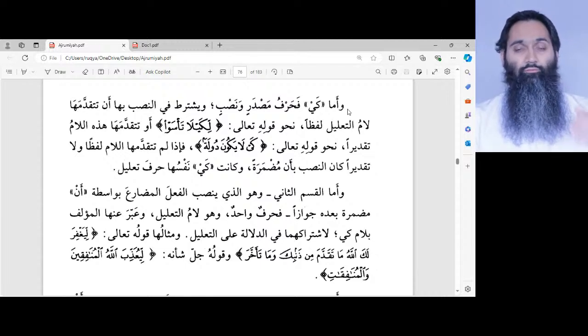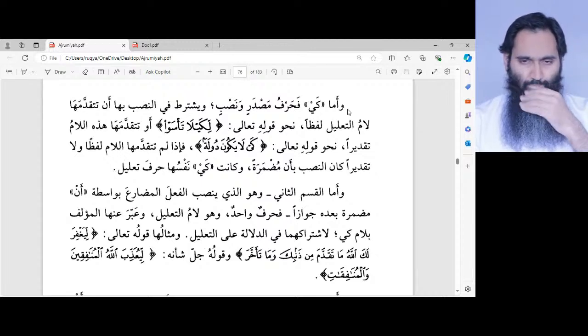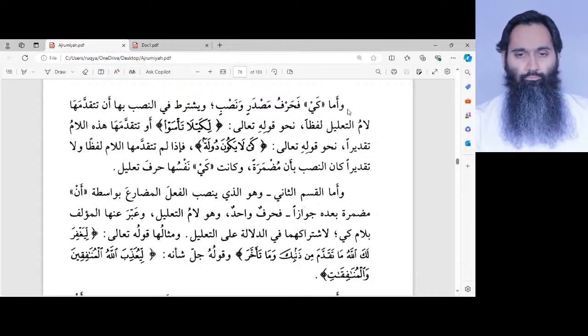Nasbin, meaning the fi'l mudari' that comes after it, it makes it mansoob, and istiqbalin, the fi'l mudari' that comes after it, it restricts it to mustaqbal, future. Naam. And as far as I remember, we looked at this, the i'rab of likay la ta'saw.